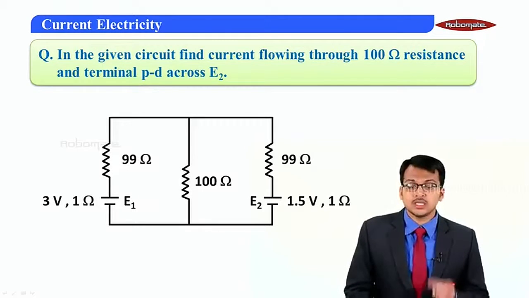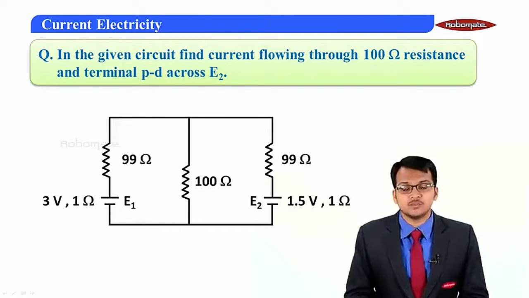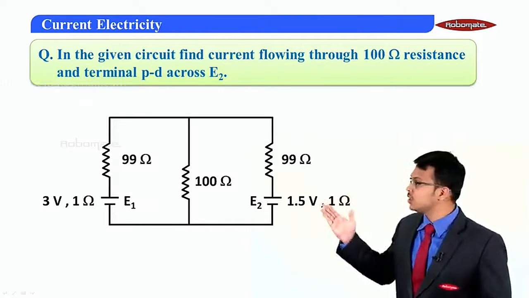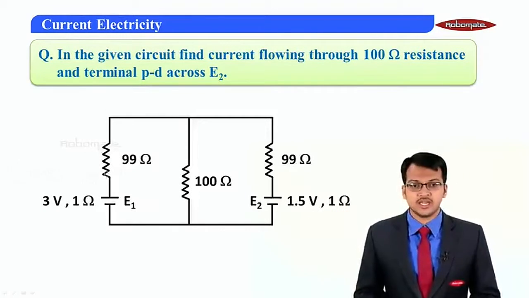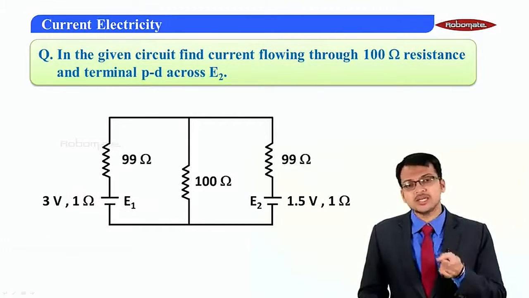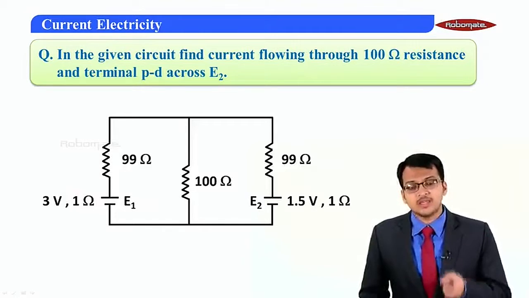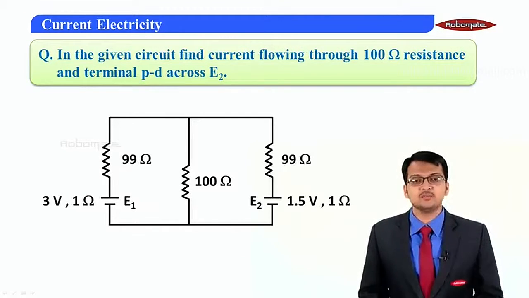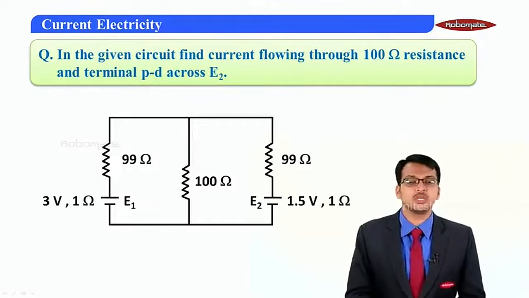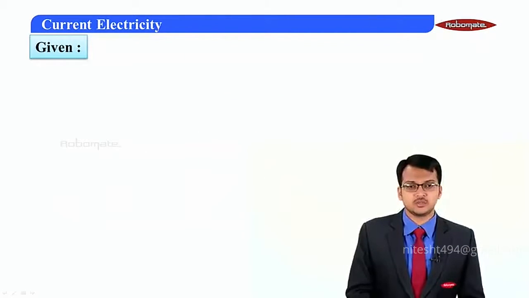Now what is this? The terminal potential difference is because of the internal resistance of the cell that is given to us as 1 ohm. So we need to understand that 1 ohm is the internal resistance of the cell, due to which there will be some potential drop, and I'm supposed to find that potential drop. So what is the potential difference across E2?